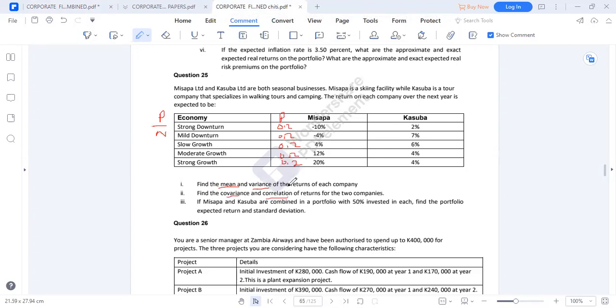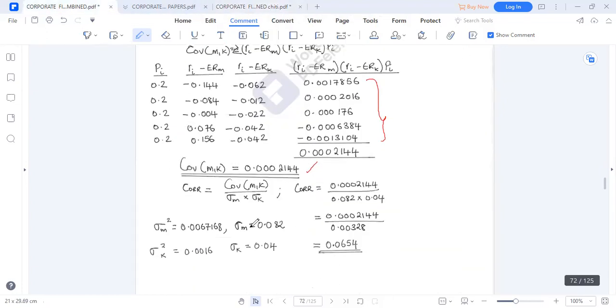Correlation. The formula for correlation is covariance over the standard deviations of A and B. In this case, for M and K, we find their standard deviations. Since the variance for Masupa was 0.067, we just square root it to find the standard deviation. Likewise for Kasuba, we square root and find the standard deviation. So these are the standard deviations that I put here, and we multiply this by that and divide the covariance we just calculated.